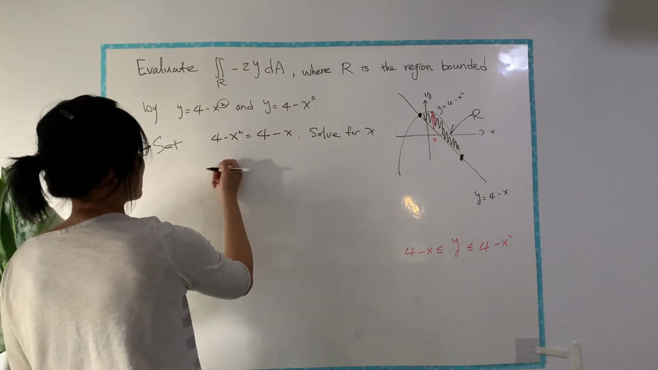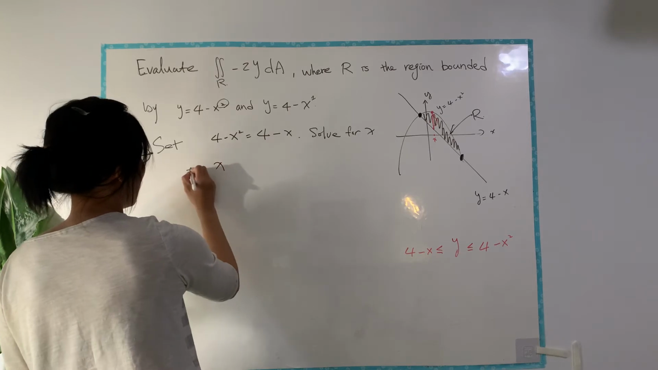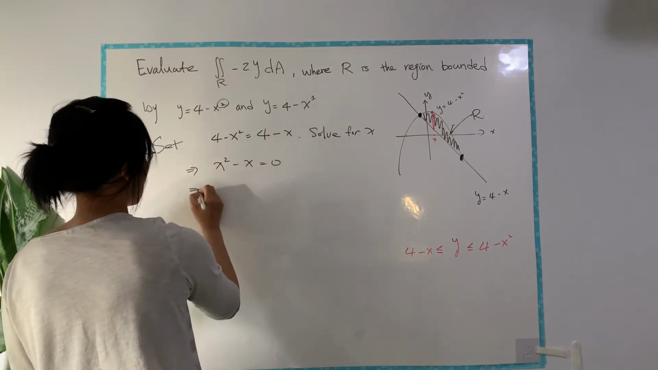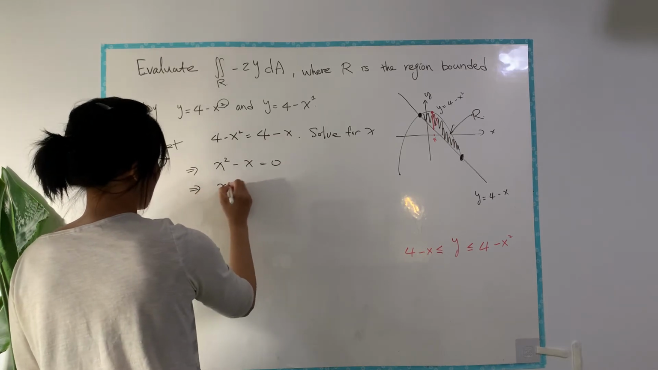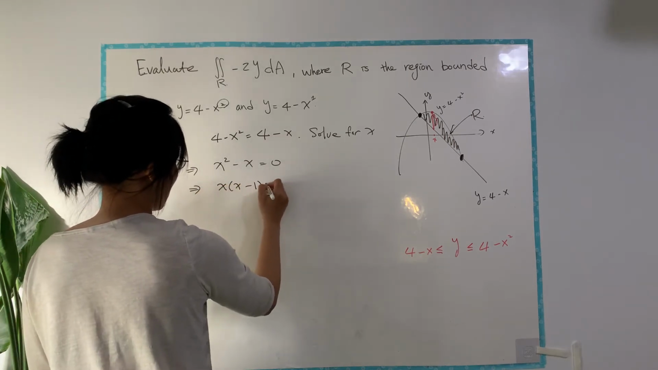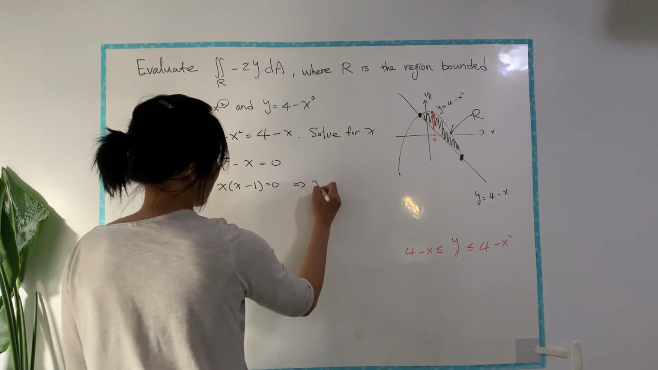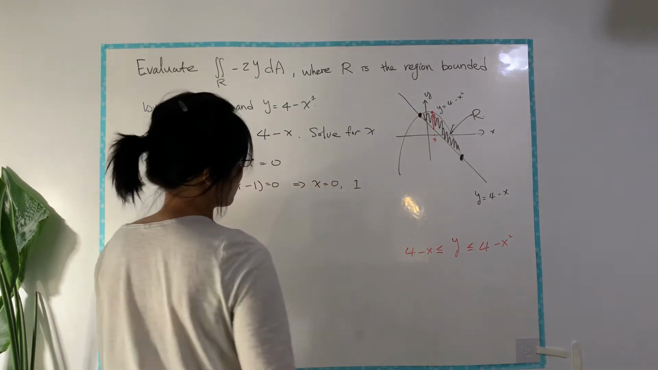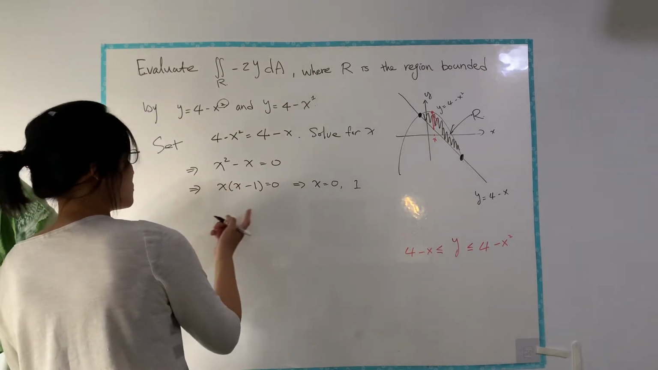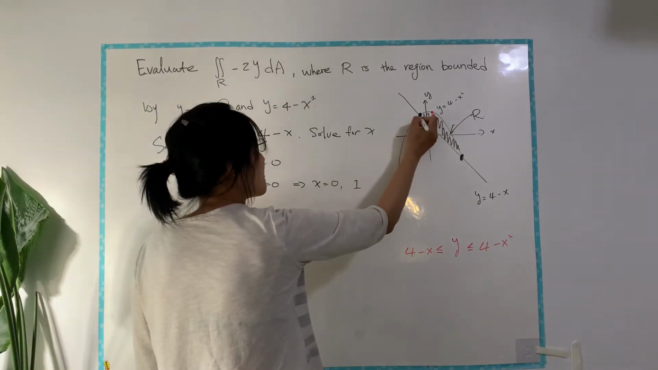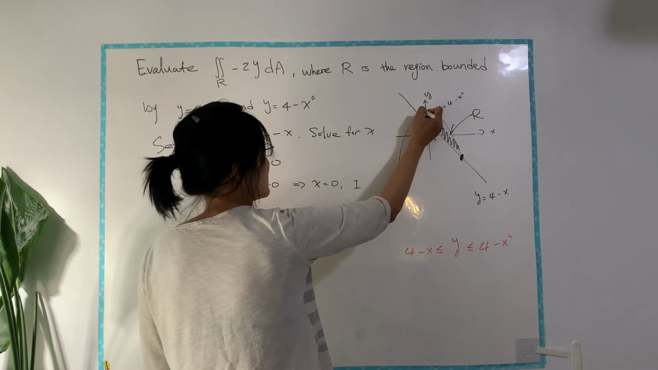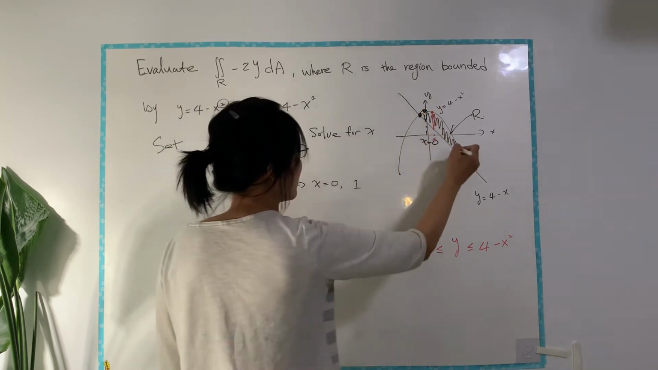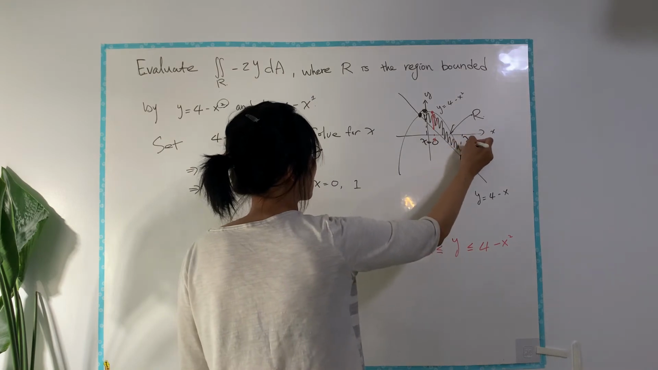So what we got? We get x squared minus x equal to 0, which tells us x times (x minus 1) equals 0. So we have two solutions. One is x equal to 0, and the other is x equal to 1. Right. So this point is supposed to be over here, okay, because it's x equal to 0. And then over here it'll be x equal to 1, right?